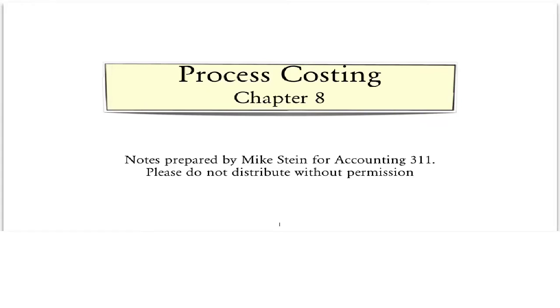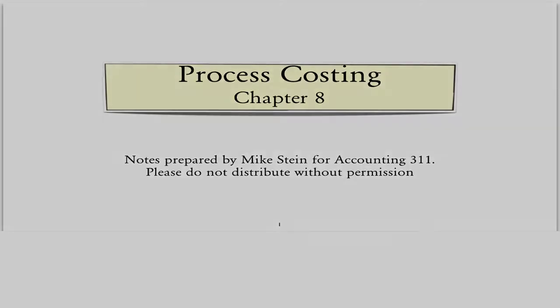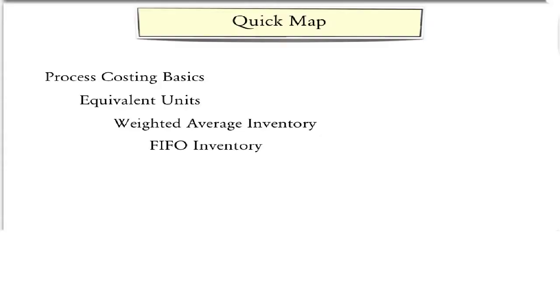This screencast is an introduction to process costing and is intended to help you get ready for this week's lectures on Chapter 8. We will cover process costing basics, the use of equivalent units, and also how to apply weighted average and FIFO inventory to process costing problems.